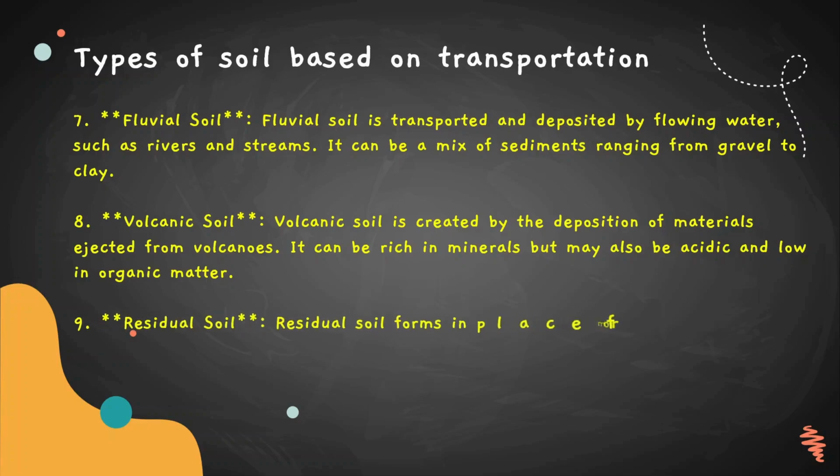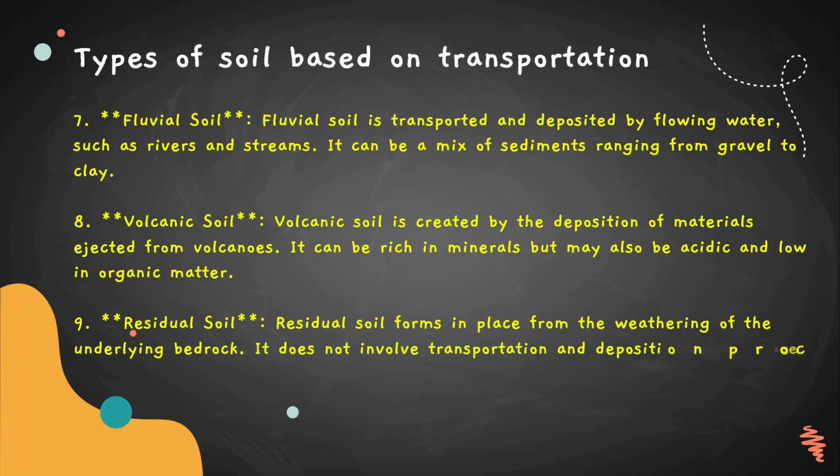Then we have residual soil. Residual soil forms in place from the weathering of the underlying bedrock. It means where the parent rock is there, like one piece of rock is there, the soil formed beneath or under the rock is not transported anywhere. It is found directly just below the rock. Those soils are called residual soil. It does not involve transportation and deposition but develops from the local parent material.